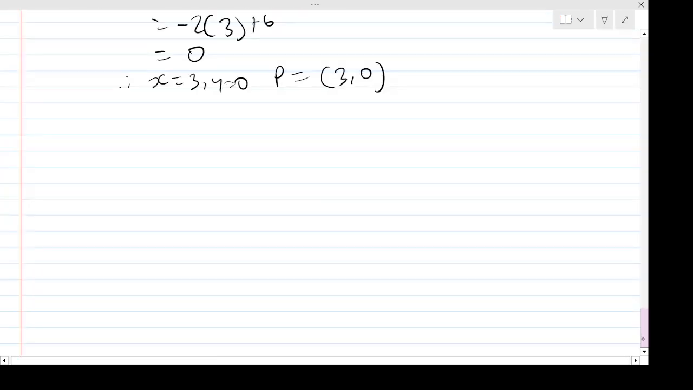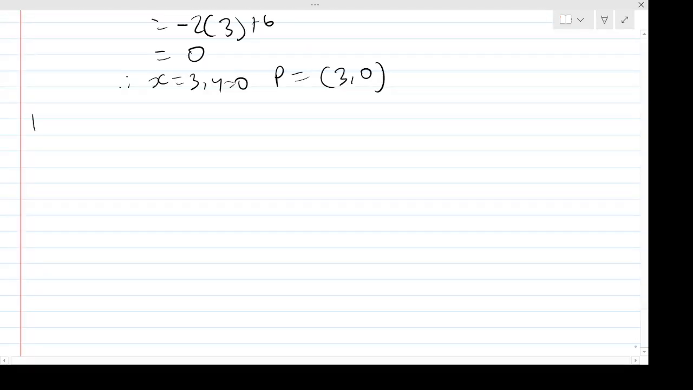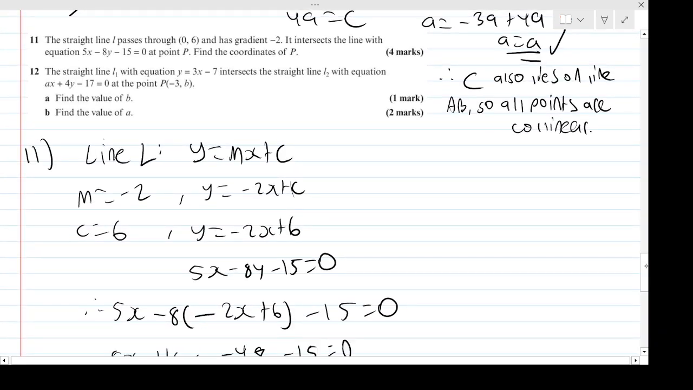Then part 12, if I have enough room, I can make room. Okay, question 12 says, the straight line L1 with equation y is 3x minus 7 intersects the straight line L2 with equation ax plus 4y minus 17 is 0 at the point P, which is minus 3, b. So it's a similar situation to the idea of two lines intersecting at a point, but this time the information is slightly different. So we need to find the value of b here and then the value of a there.